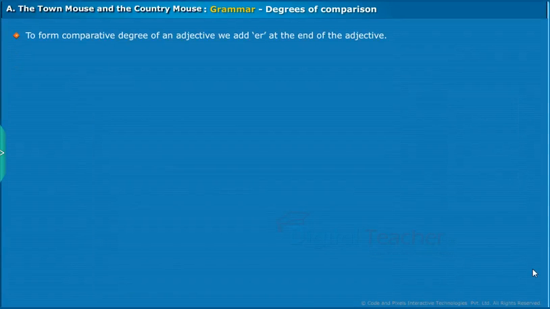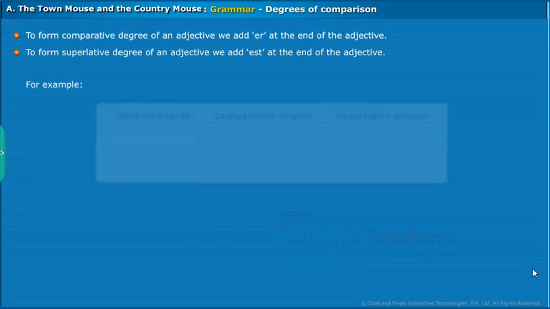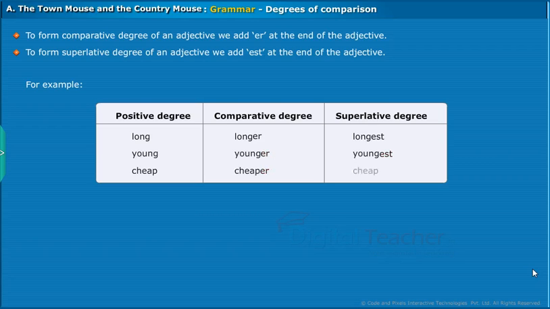To form comparative degree of an adjective, we add er at the end of the adjective. To form superlative degree of an adjective, we add est at the end of the adjective. For example, long, longer, longest. Young, younger, youngest. Cheap, cheaper, cheapest.